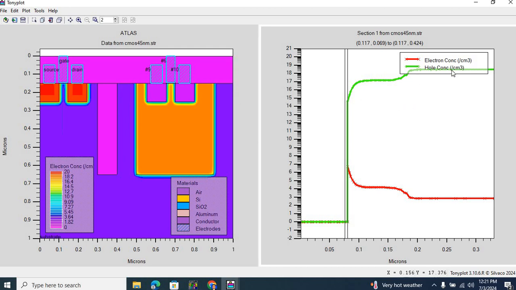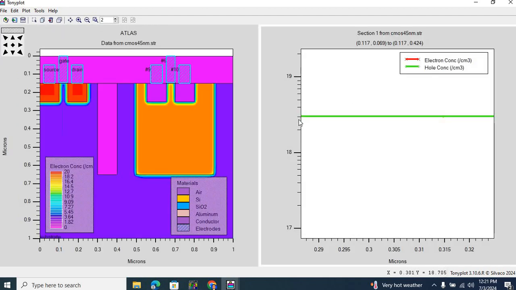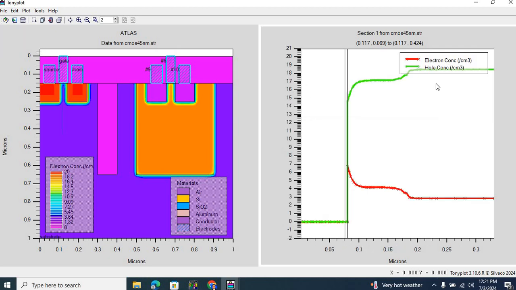Okay, here is the whole concentration. We know this substrate is p-type with a carrier concentration of 3 times 10 to the power of 18 per centimeter cube. I zoomed in on that and it's verified. Now, if the whole concentration in the substrate is 3 times 10 to the power of 18, what should be the electron concentration? Or roughly, if the whole concentration is 10 to the power of 18, what should be the electron concentration?